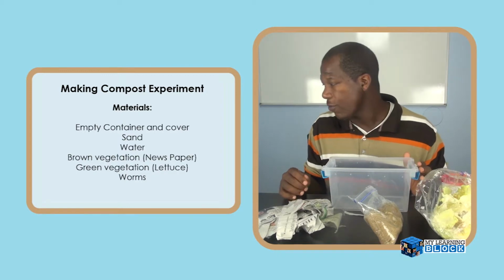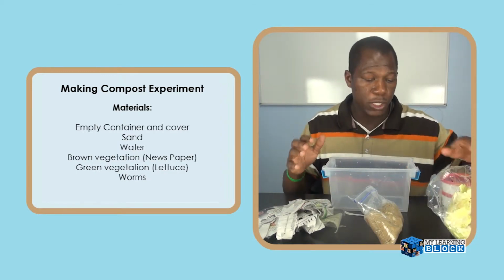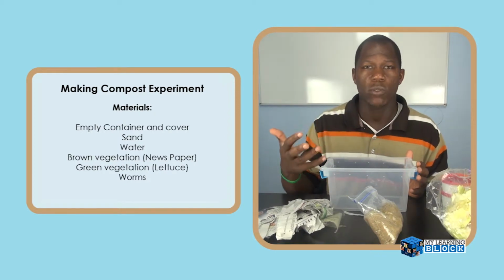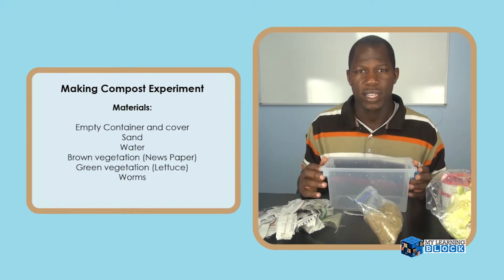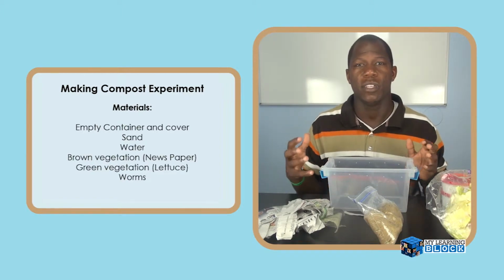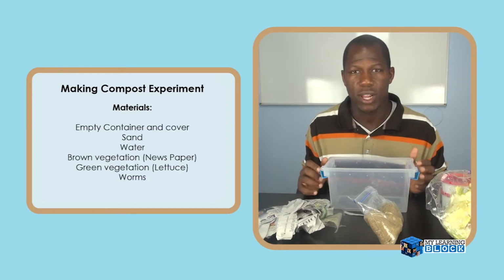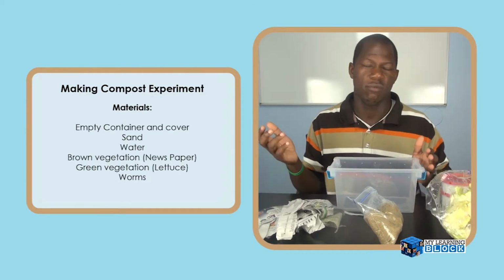With regard to green vegetation, we're going to use lettuce today, but you can pretty much use most of your household type things that are left over, your vegetables and different things like that. We are not going to use meat and things of that nature, simply because meat brings smells, brings odors, and we're trying to keep this relatively good smelling.